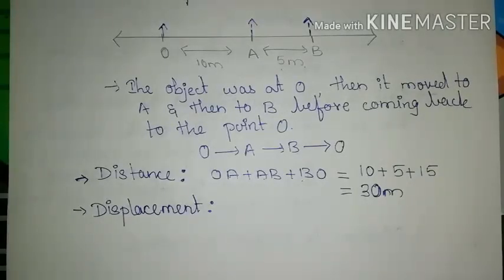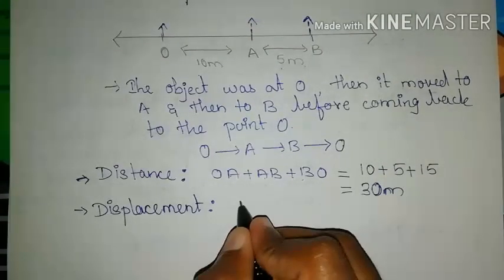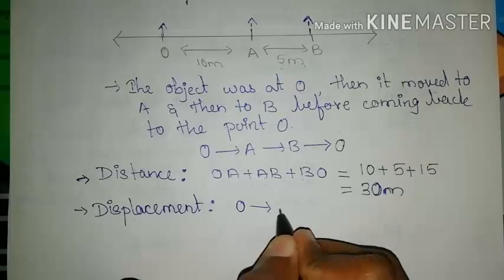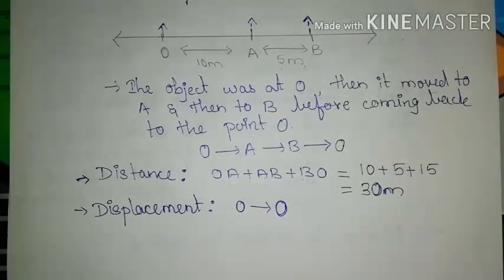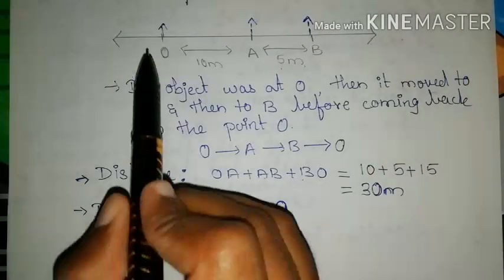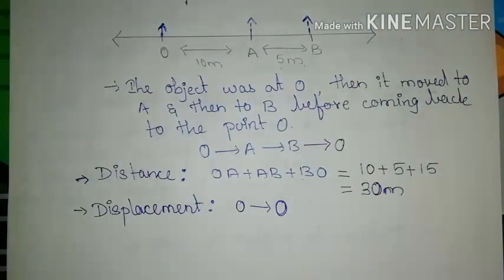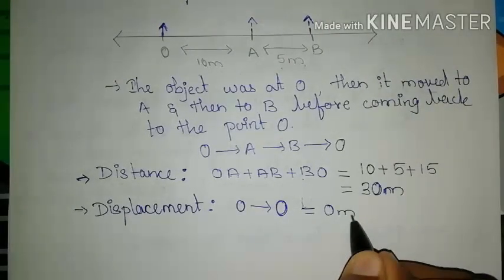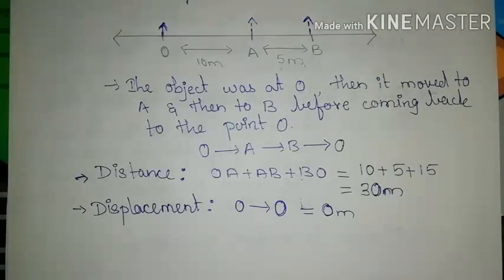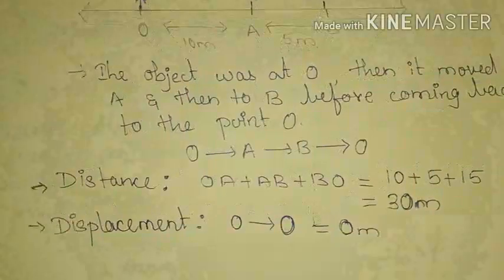The initial position of the object was O. Initial position was O, and then the object once again came back to the position O. So O to O, what is the displacement? The shortest path for the object to go from O and come back to O is how much? It is equal to 0 meters. Even though the object covered a certain distance, its displacement can be 0. Displacement can even be negative, but the distance cannot be negative.